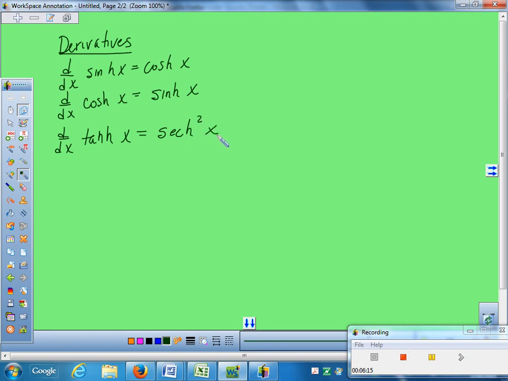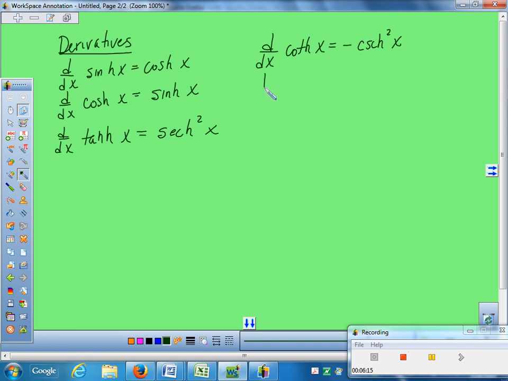So hyperbolic secant, however, squared. So you don't put that square between. Hyperbolic secant is all one term, then you square it. And so therefore, if I want to do cotangent, the big question is, is it negative? And yeah, this one is. Negative hyperbolic cosecant squared.